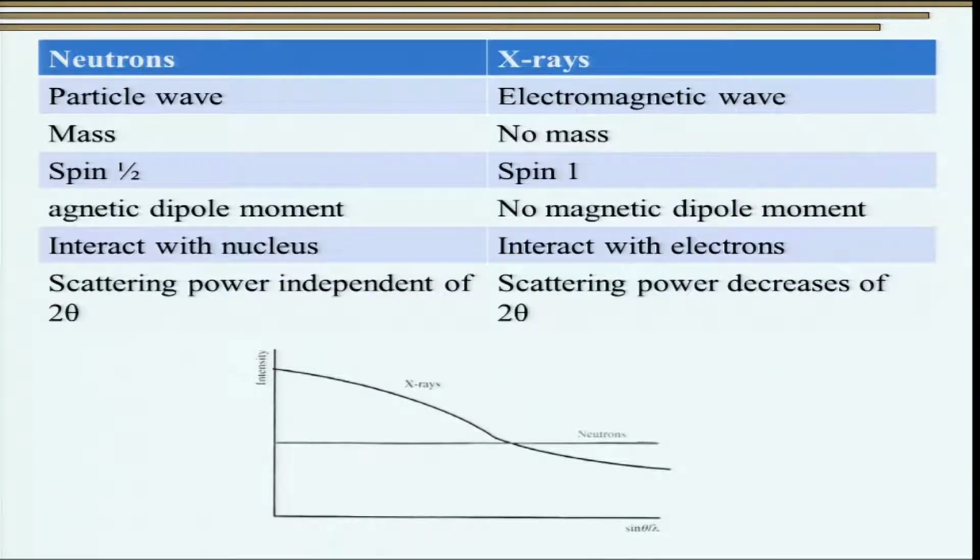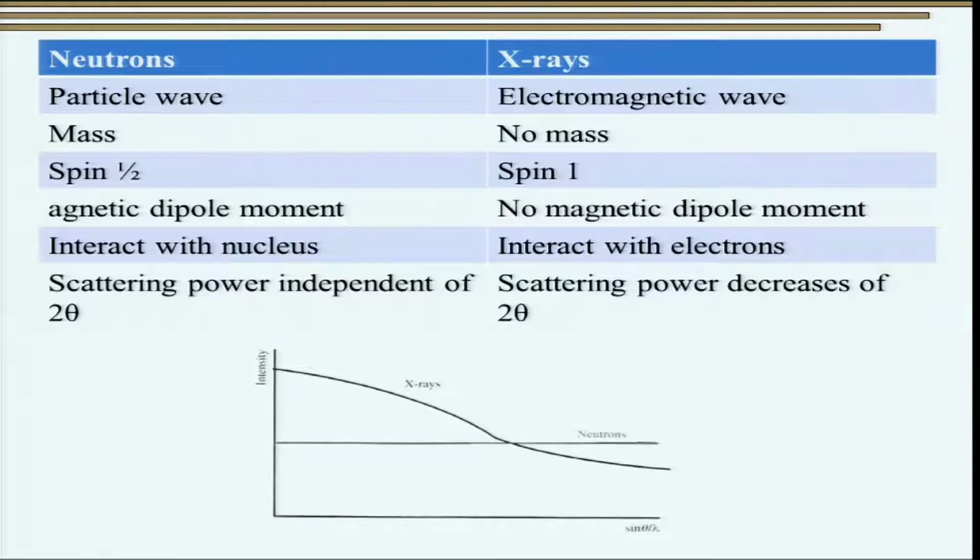Taking forward our comparison between neutrons and X-rays, we have seen that neutrons behave like particle and wave, while X-rays are electromagnetic waves. Neutrons have a mass associated with them, while X-rays have no mass. Neutrons have a spin of half, while X-rays have a spin of 1. Neutrons have a magnetic dipole moment, while X-rays have no magnetic dipole moment. The neutrons interact with the nucleus, while the X-rays interact with the electron cloud.